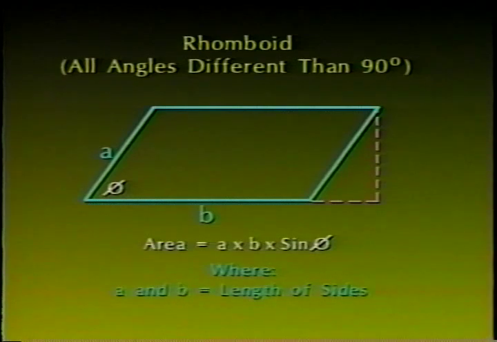The square and rectangle will not be discussed as they should be very familiar to the viewer. The parallelogram is a quadrilateral with the opposing sides equal and parallel. All its angles are different than 90 degrees, except in the case of a rectangle, which has 90 degree angles. A parallelogram that is not a rectangle can also be considered a rhomboid. As shown on the graphic, the rhomboid's area can be calculated by area equals A times B times sine theta. A and B symbolize the length of their respective sides.